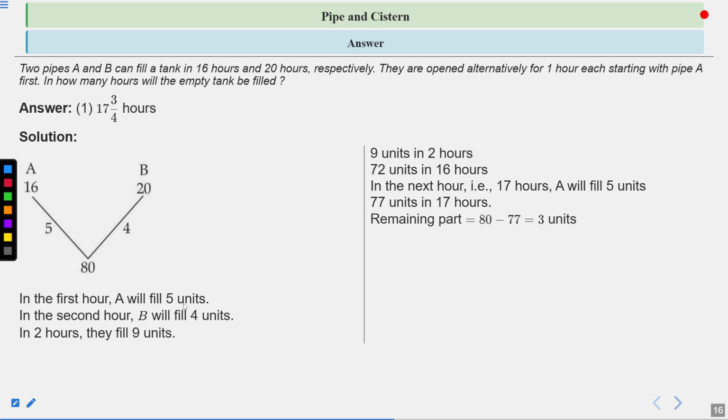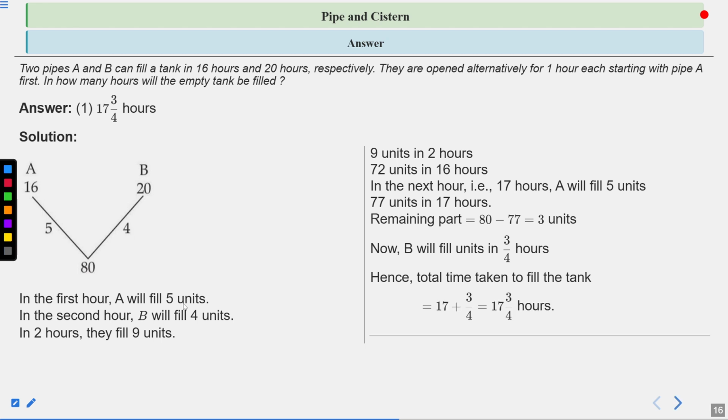Now the remaining part is 3 units. And now the turn is of pipe B. Pipe B fills 4 units in 1 hour, so it will take 3 by 4 of the time. So B will fill the remaining 3 units in 3 by 4 hour. So the total time taken to fill the tank will become 17 hours plus 3 by 4 hours, which equals 17 and 3 by 4 hours. So the first one is the correct answer of this question. Next one.